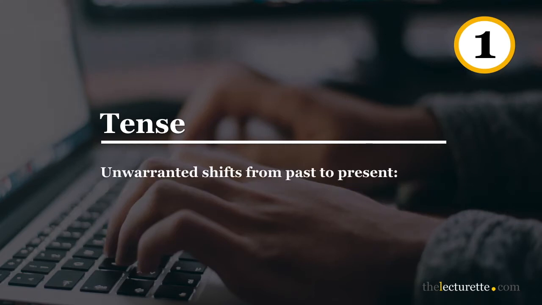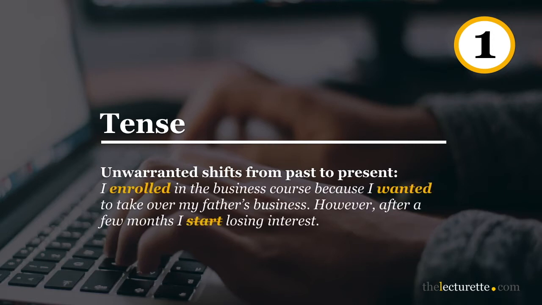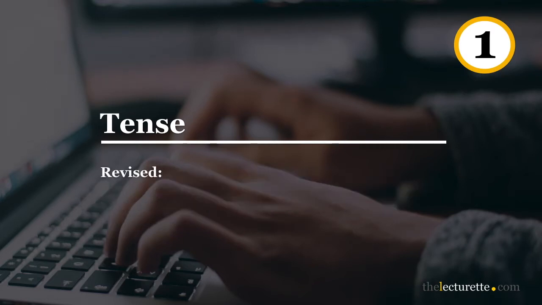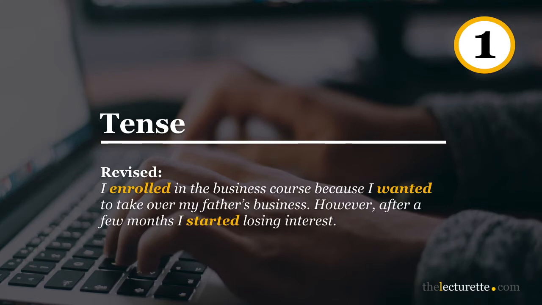Unwarranted shifts in tense, like in the following sentence, can make your text confusing. I enrolled in the business course because I wanted to take over my father's business. However, after a few months, I start losing interest. And a revised version of this sentence would look like this. I enrolled in the business course because I wanted to take over my father's business. However, after a few months, I started losing interest. The verb start is now in the same tense as the related sentence. Unwarranted shifts don't only occur from past to present, but also the other way around.